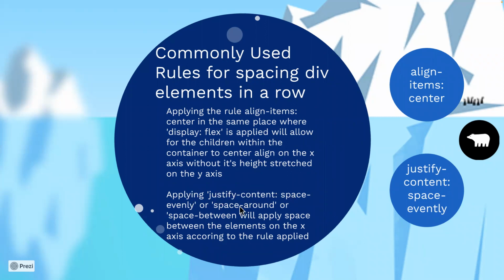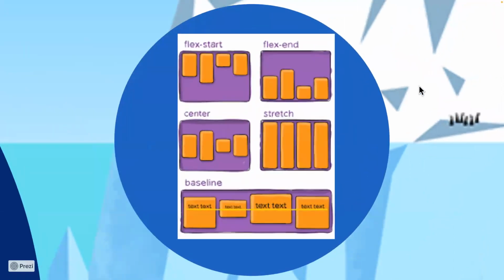Applying justify content space evenly or space around or space between will apply the space between the elements on the x-axis according to the rule applied. So you can control those blocks that are in the row and how far the space between them should be. Here's more justify content. We can either center the items, or we can push them to the end.